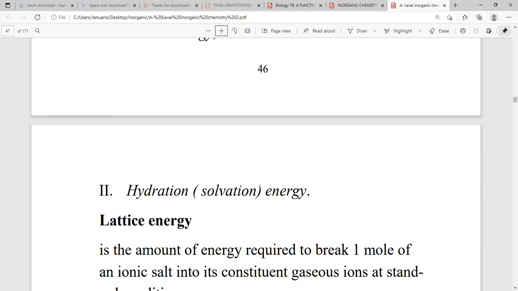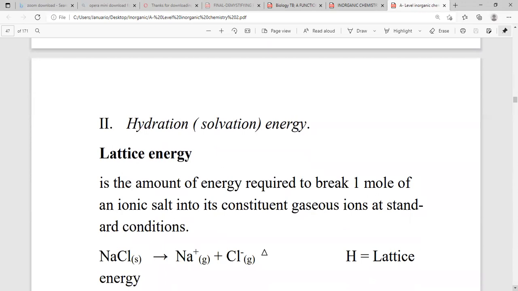Now, the solubility of these ionic salts is governed by two terms, that is lattice energy and hydration energy. And what is lattice energy? We can define it in two ways. One is the amount of energy that is required to break 1 mole of an ionic salt into its constituent gaseous ions at standard conditions.